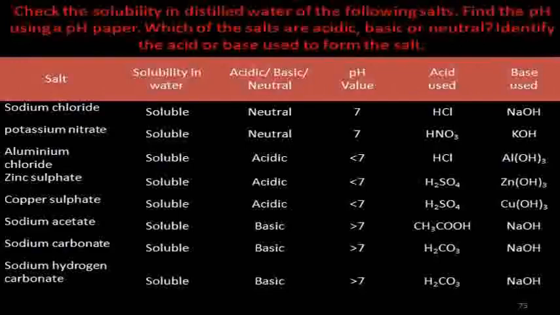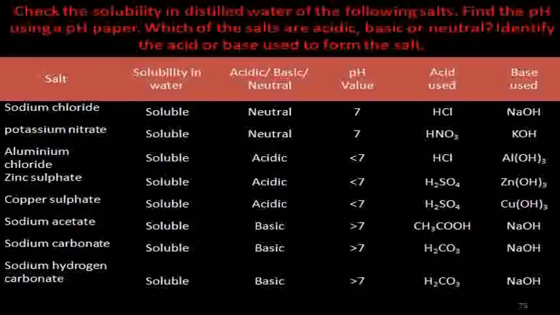Check the solubility in distilled water of the following salts. Find the pH using a pH paper. Which of the salts are acidic, basic or neutral? Identify the acid or base used to form the salt. So, salt, sodium chloride. And you can see the salts that are given here: sodium chloride, potassium nitrate, aluminium chloride, zinc sulfate, copper sulfate, sodium acetate, sodium carbonate, sodium hydrogen carbonate.